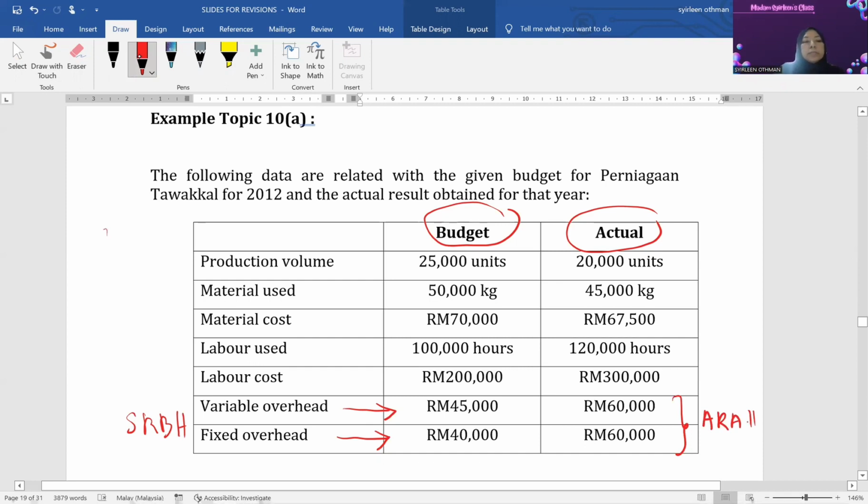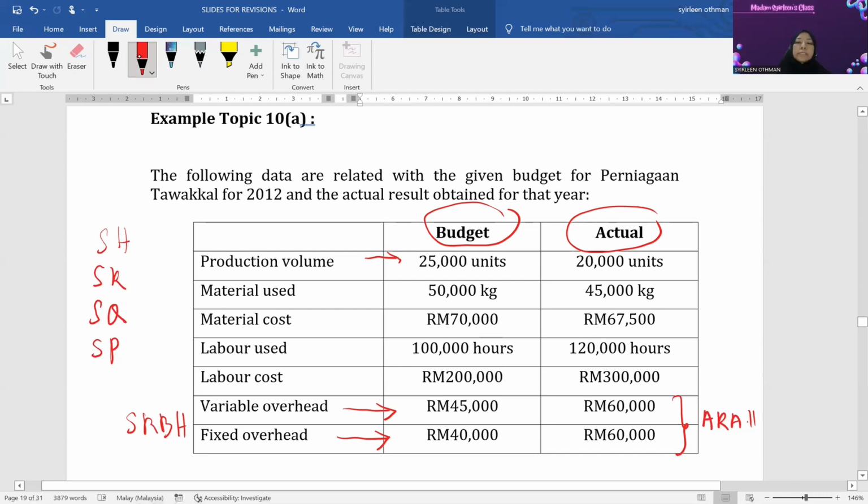But for your standard hours for direct labor, standard rate, standard quantity, and also standard price, you need to do the calculations by using the budgeted figures to get the amount. So your production volume is your budgeted production, your BPU, and then this is your material cost and also your labor cost.